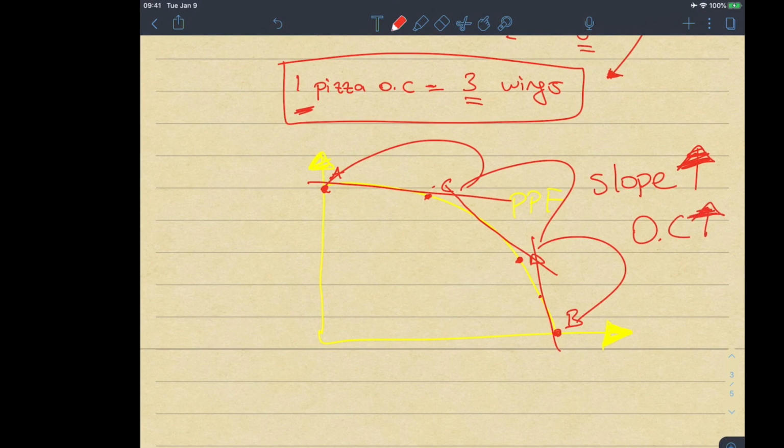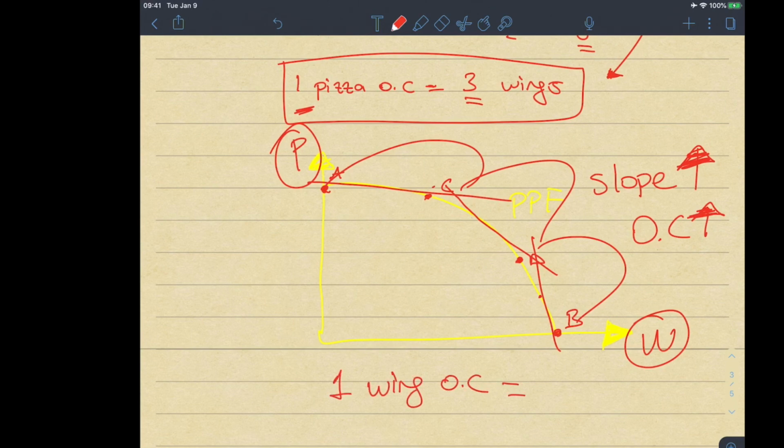So that means we have pizza on the y-axis and wings on the x-axis. Since we are moving from point A toward point B, we have to talk about the opportunity cost of wings. So when we move from point A to point B, the opportunity cost of producing one more wing is always increasing. And that is the law of increasing relative costs. That's the idea of the law of increasing relative cost.